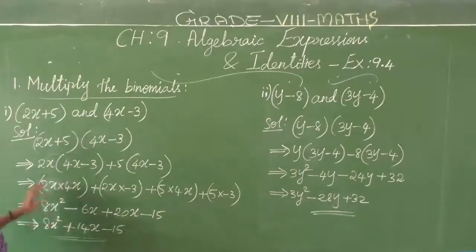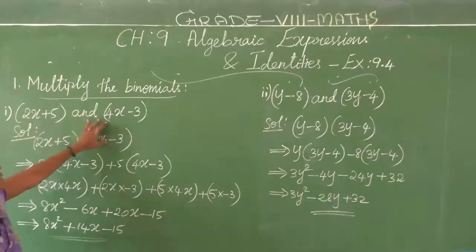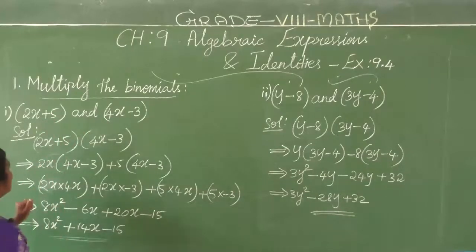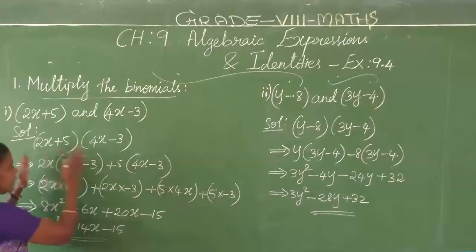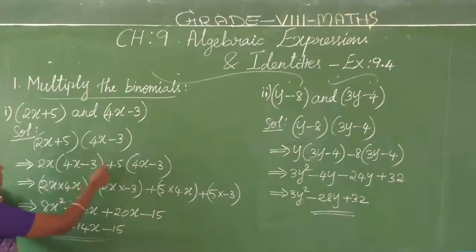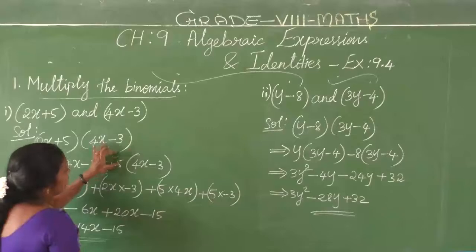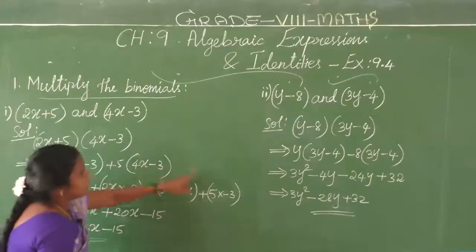See, again I am explaining what I did. The heading is multiply the binomials. This is one binomial, that is another binomial, and both should be multiplied. Step by step, we first split the brackets. So I have taken 2x and multiplied term wise: 2x into the second binomial plus 5 into the second binomial. Now, distributive property wise, 2x into 4x plus 2x into minus 3. Likewise here, 5 into 4x plus 5 into minus 3.